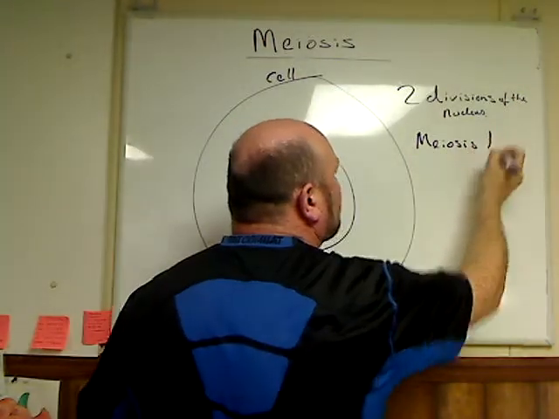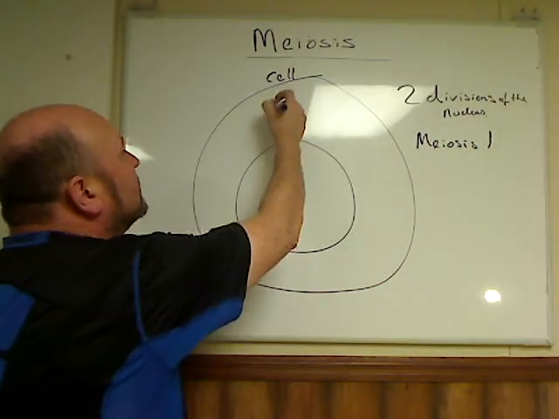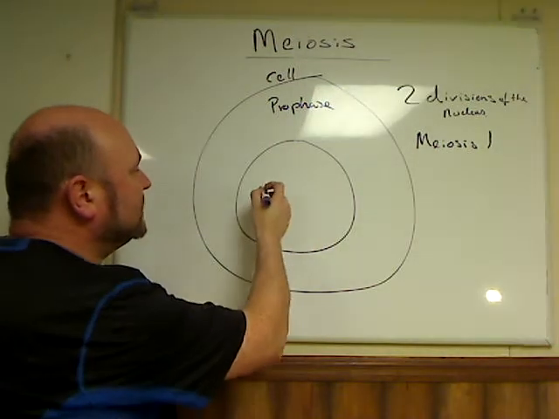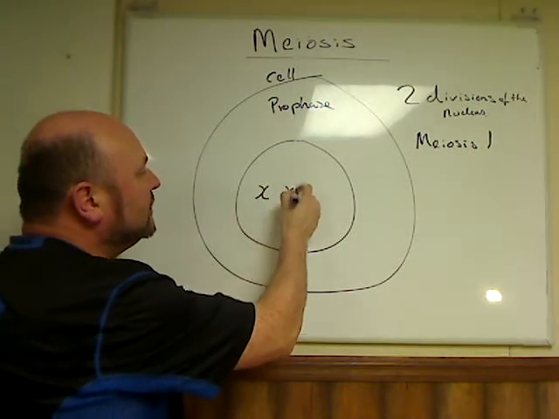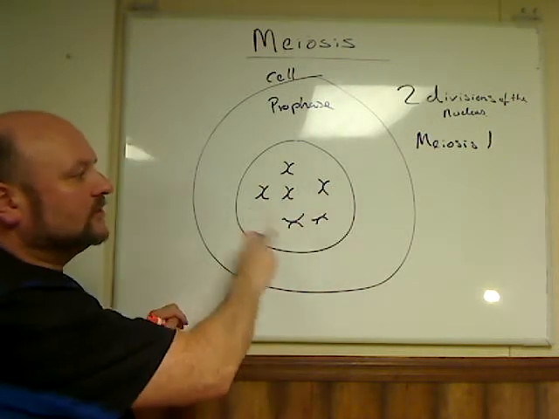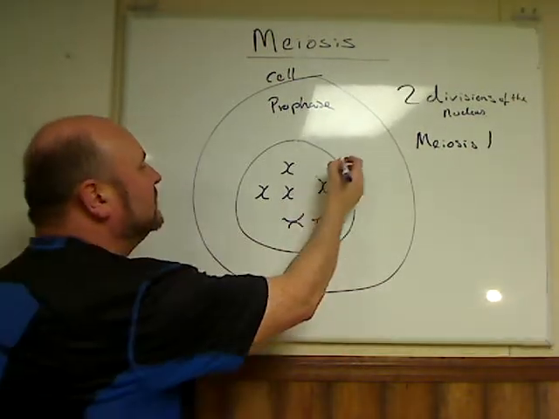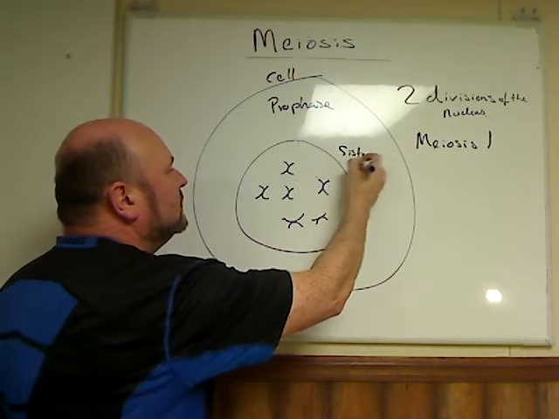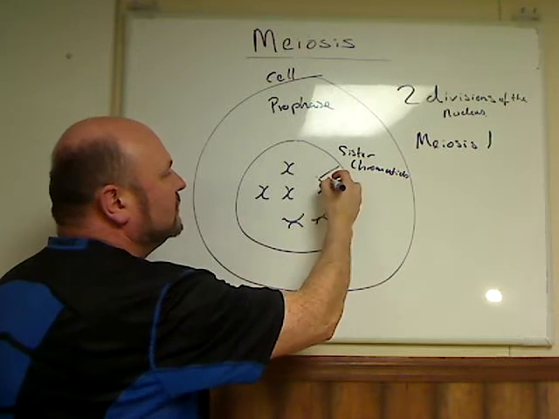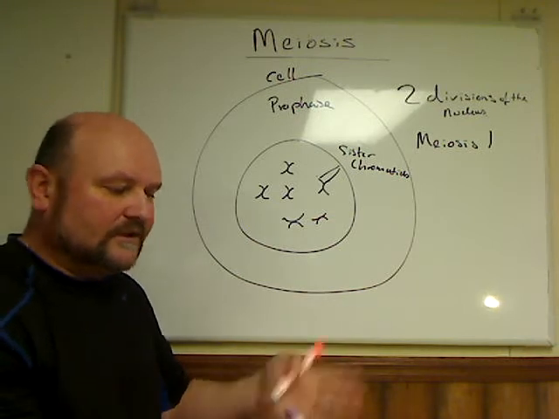Let's draw that a bit better. Meiosis I, this is the first nuclear division. We're going to see in prophase the same kind of thing. We're going to see the chromosomes appearing, remember, sister chromatids, which are the identical copies, like a photocopy, of one side to the other.